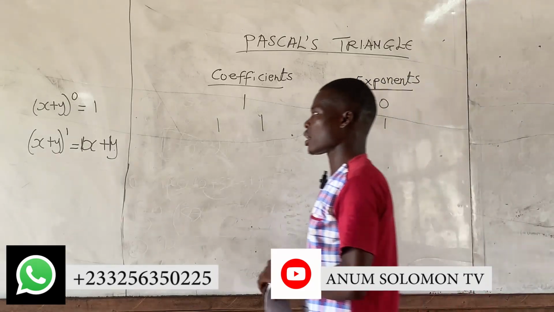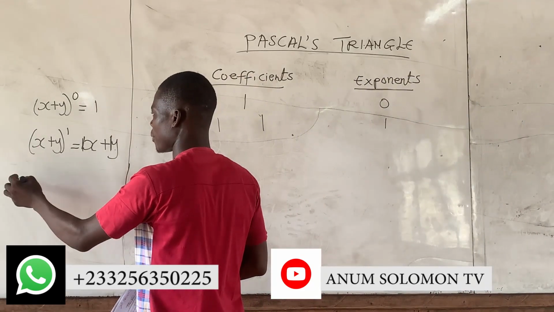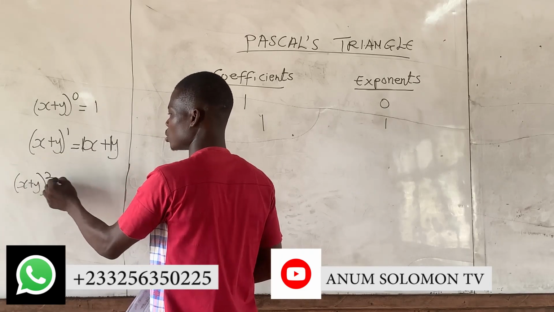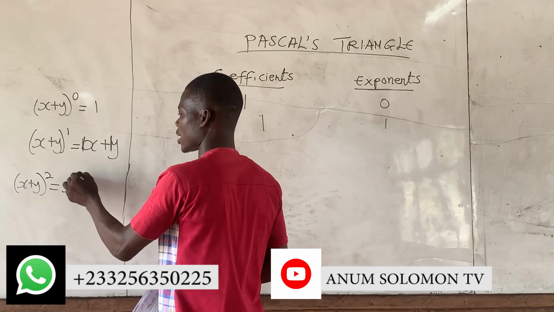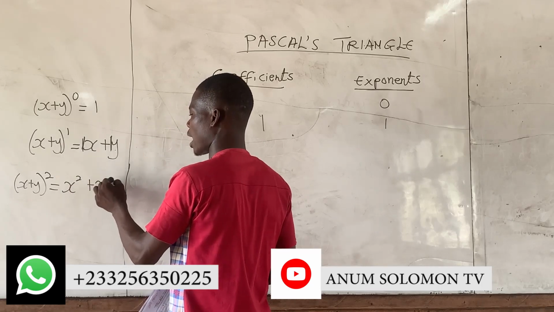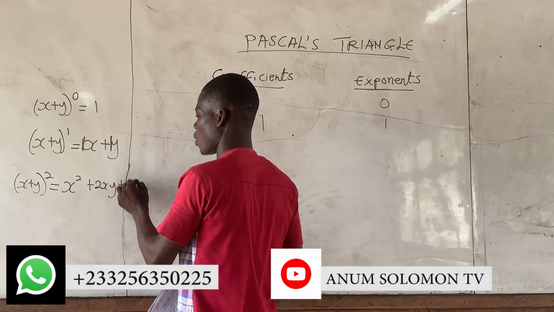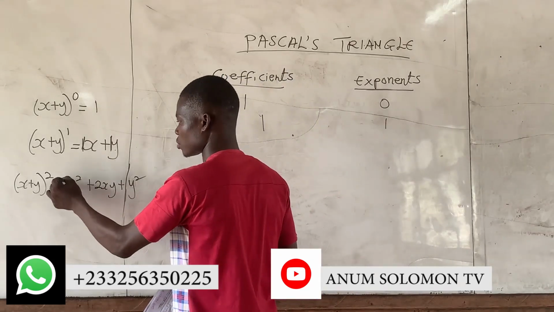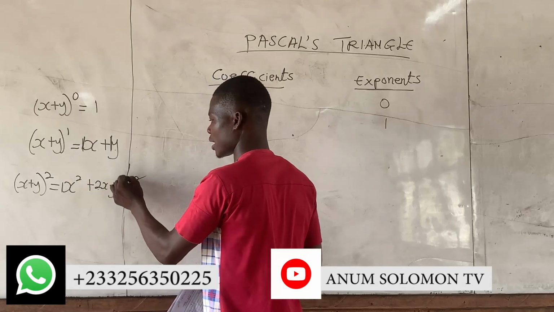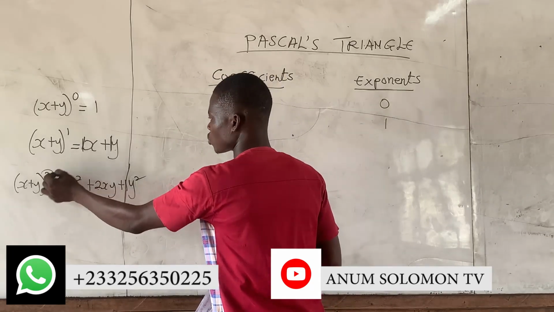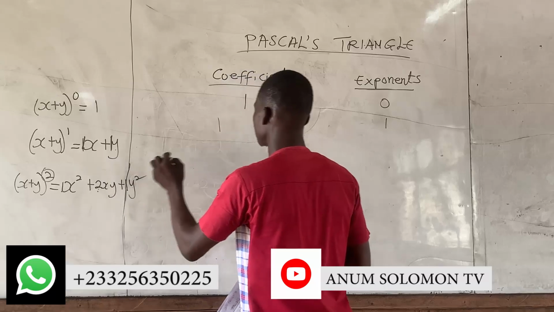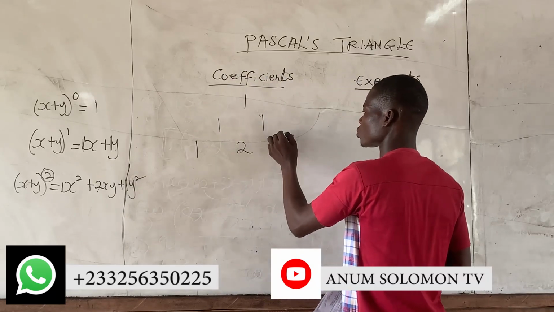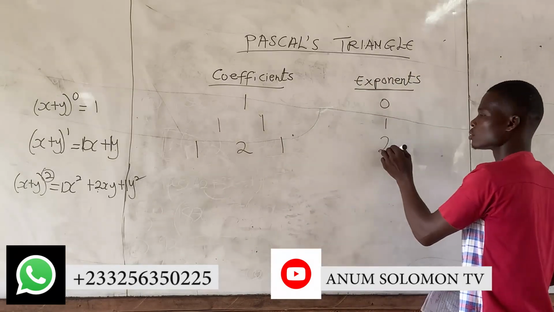Now let's look at power 2. For power 2, we have (x plus y) power 2, which is x squared plus 2xy plus y squared. Now let's check the coefficients of power 2. There's 1, there's 2, there's 1. So the coefficients of power 2 are 1, 2, 1.